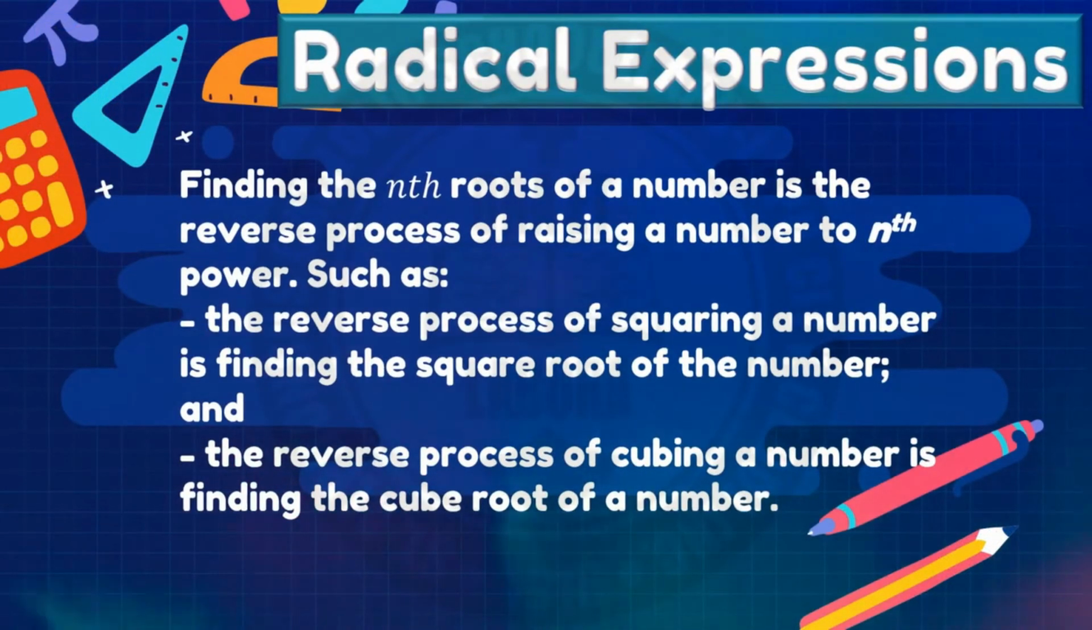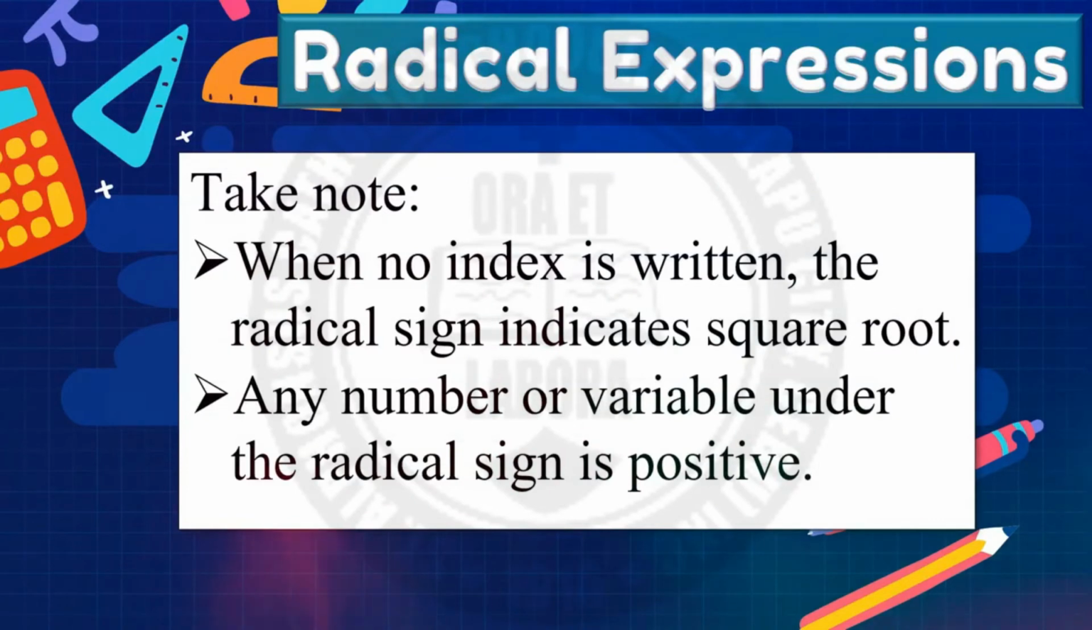In finding the nth roots of a number, it is the reverse process of raising a number to the nth power. For example, the reverse process of squaring a number is finding the square root of the number, and the reverse process of cubing a number is finding the cube root of a number. Always take note, when no index is written, the radical sign indicates square root, and any number or variable under the radical sign is always positive.